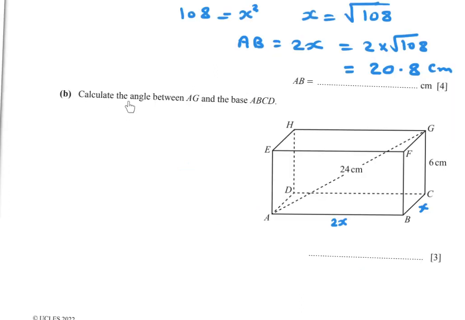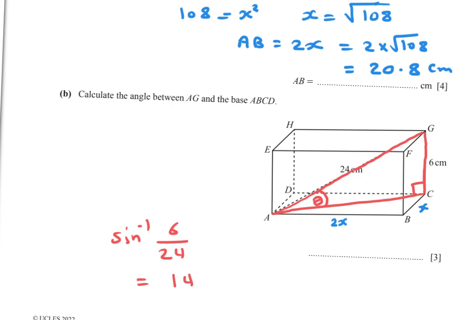You can use a calculator to find the answer to three significant figures, which equals 20.8 centimeters. Now part b, calculate the angle between AG and the base ABCD. AG intersects the base at A. If we drop a perpendicular from G to the base, it will be C. Now join C and A, the diagonal. So we have a right-angled triangle. We need to find angle theta. We have opposite 6 and hypotenuse 24, so theta equals sine inverse of 6 over 24, which equals 14.5 to the nearest degree.